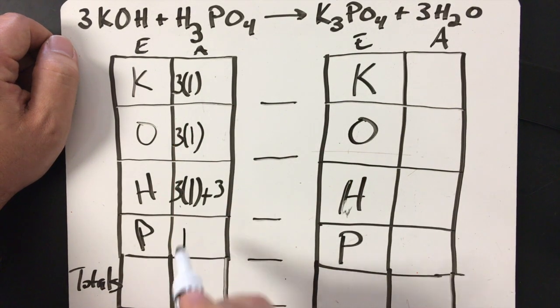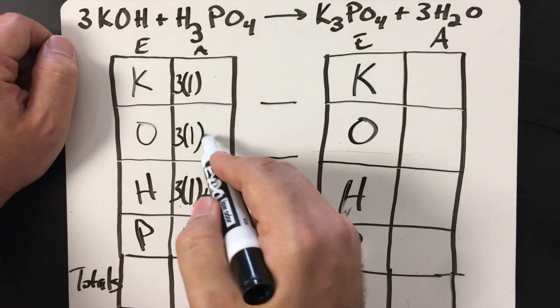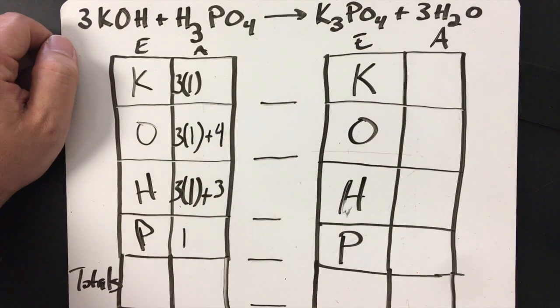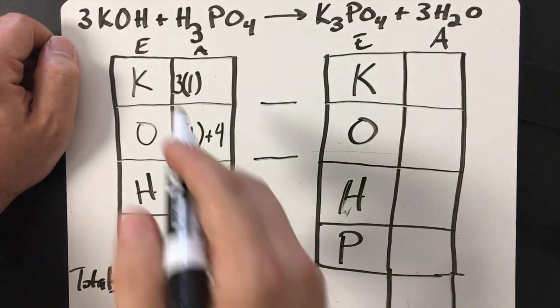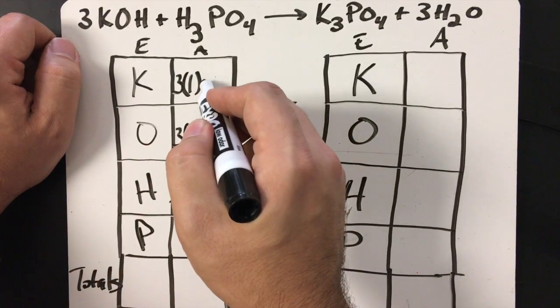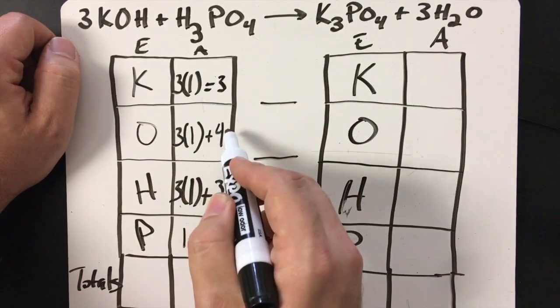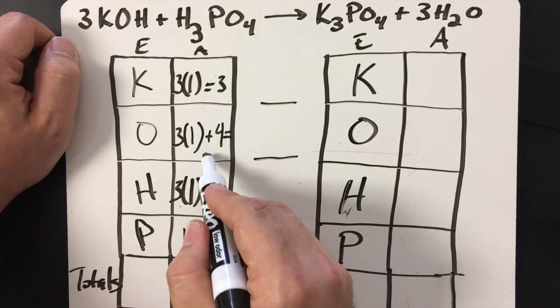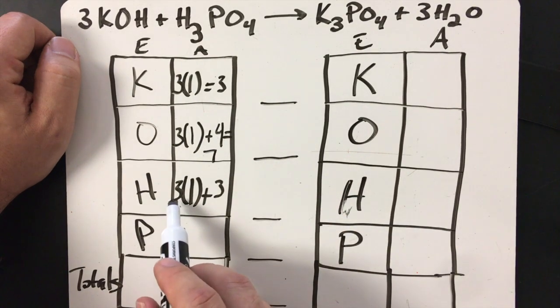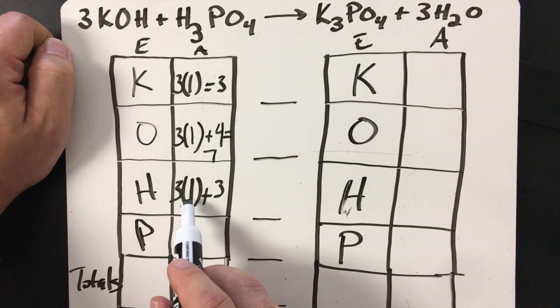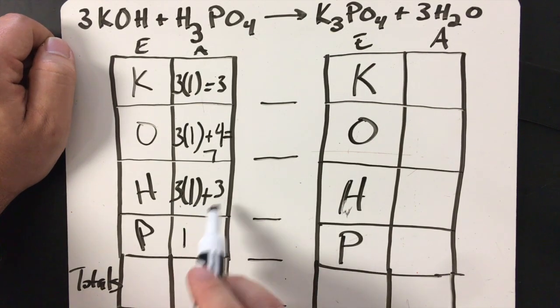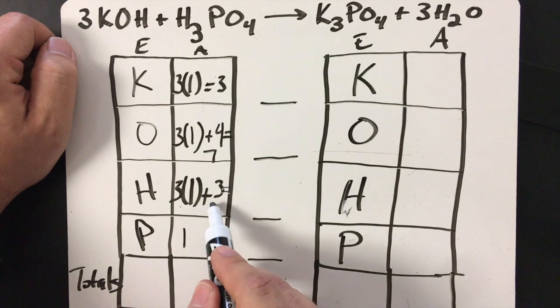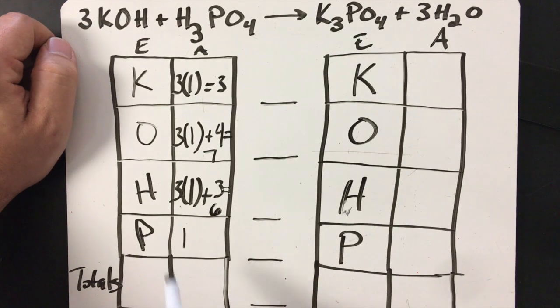1 phosphorus and 4 for oxygen there. So when we add all these up, this is 3. This is 3 times 1 is 3 plus 4 is 7. Hydrogen is 3 times 1, which is 3 plus 3, that's going to be 6. And phosphorus is 1.